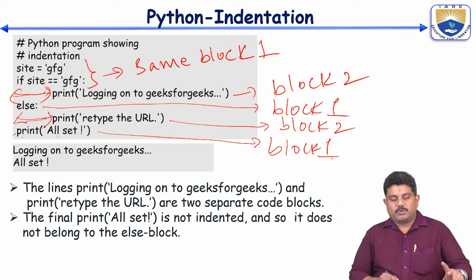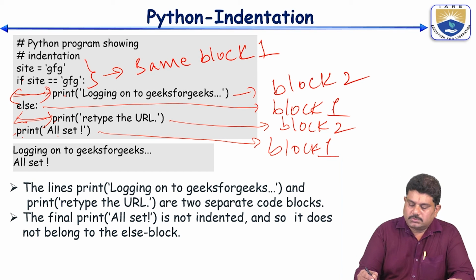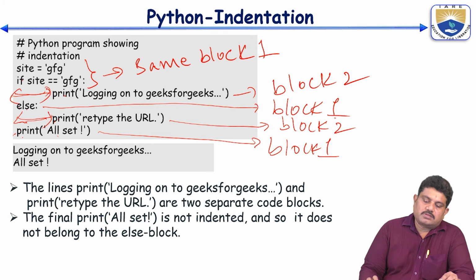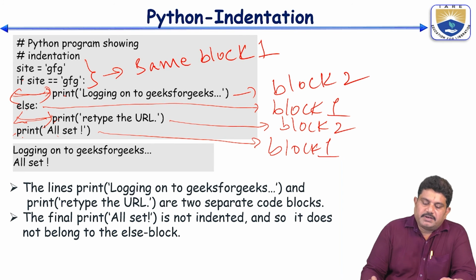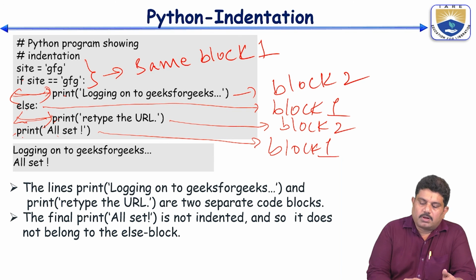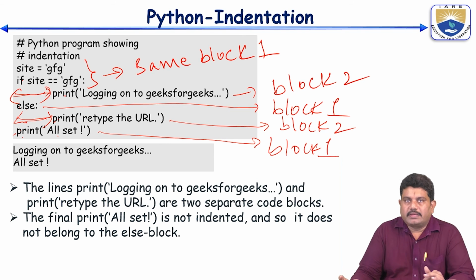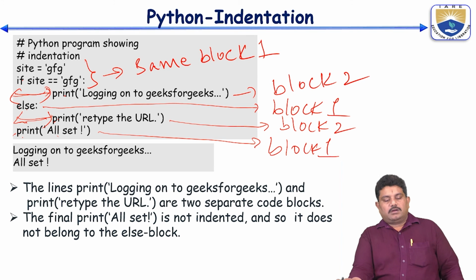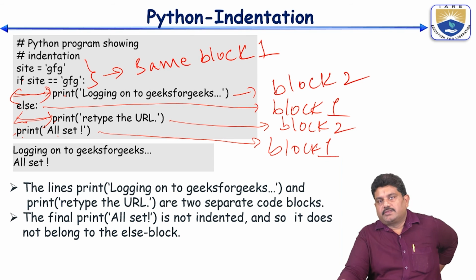Okay. So in this program, we have 3 statements that belong to block 1 and 2 statements that belong to block 2. This is how the indentations in this program tell the compiler there are two blocks in the program, block 1 and block 2. These are the statements in block 1, these are the statements in block 2. Like that, it tells the interpreter while executing the program.